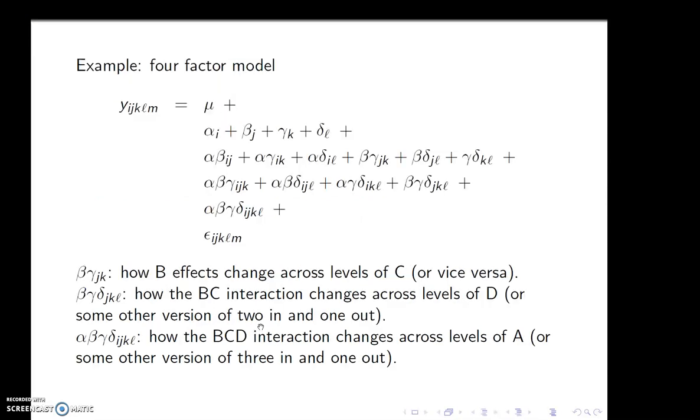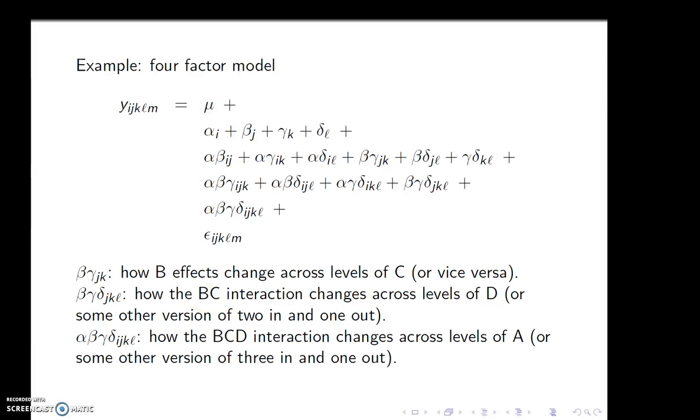It's really no different. For example, we could entertain a 4-factor model here. Just take a little look at this. Here's our grand mean, our main effects, our 2-way interaction effects, our 3-way interaction effects, our 4-way interaction effect, and our residual error. So we could think about how this 2-way effect is how B effects change across levels of C. A 3-way effect would be how the BC interaction changes across levels of D.